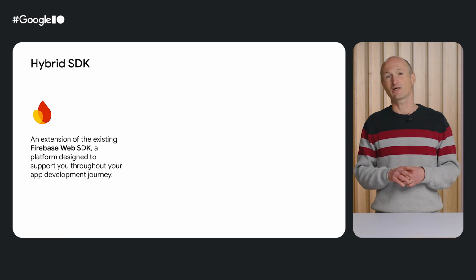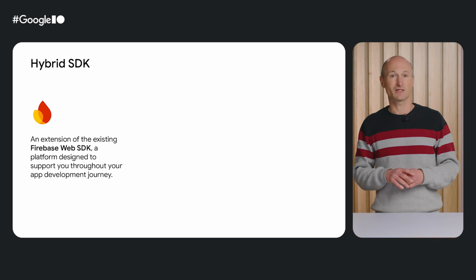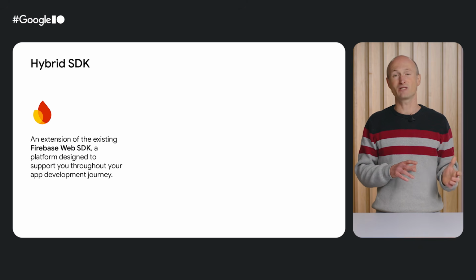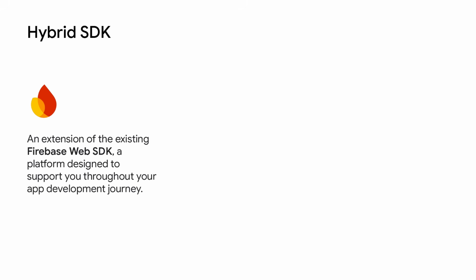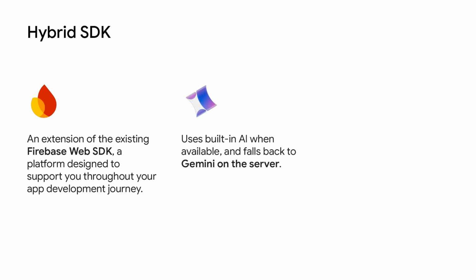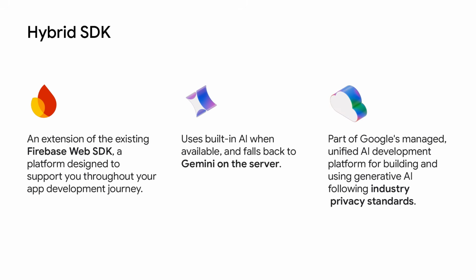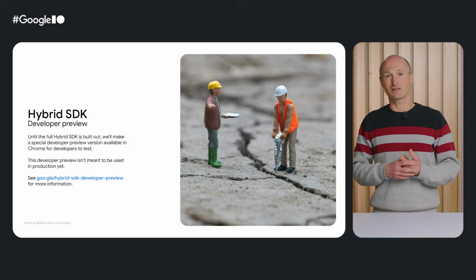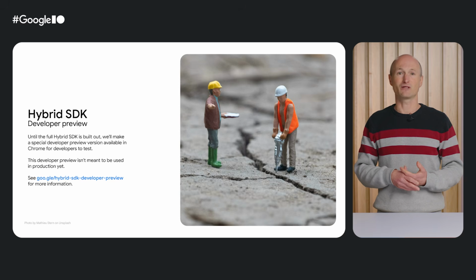Alright, so let's talk about the Hybrid SDK. It's an extension of the existing Firebase Web SDK, a platform designed to support you throughout your app development journey. The core idea of the Hybrid SDK is that it will use the built-in APIs whenever they are available and fall back to Gemini on the server. The Hybrid SDK will be available later this year.